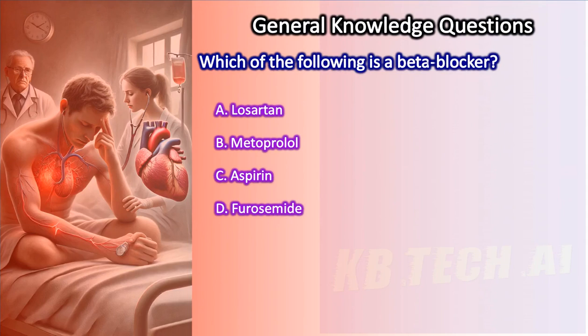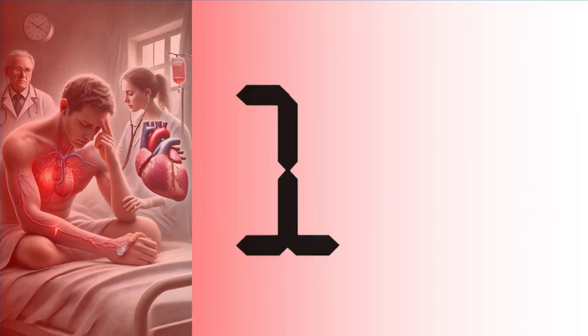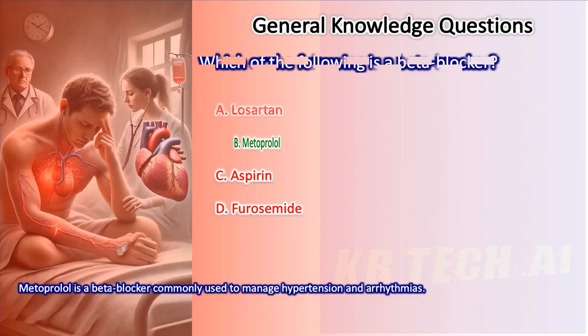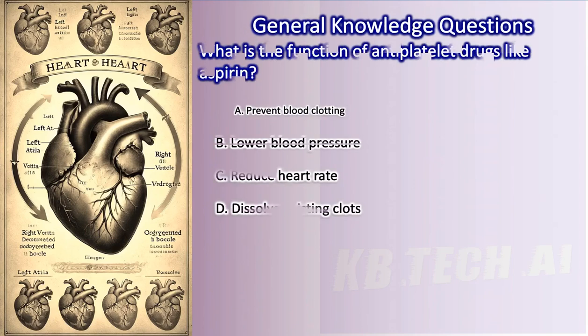Which of the following is a beta blocker? Option 1, losartan. Option 2, metoprolol. Option 3, aspirin. Option 4, furosemide. The answer is option 2, metoprolol.